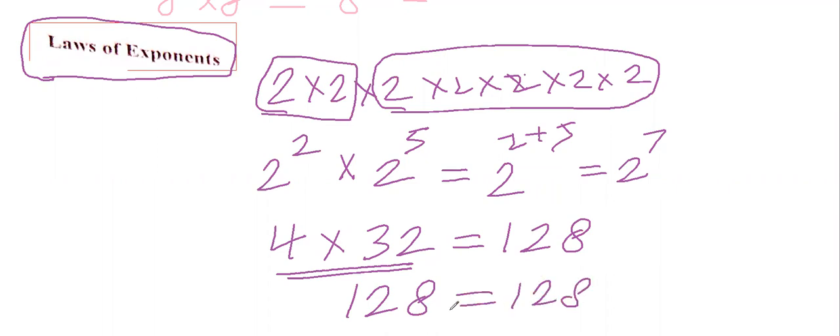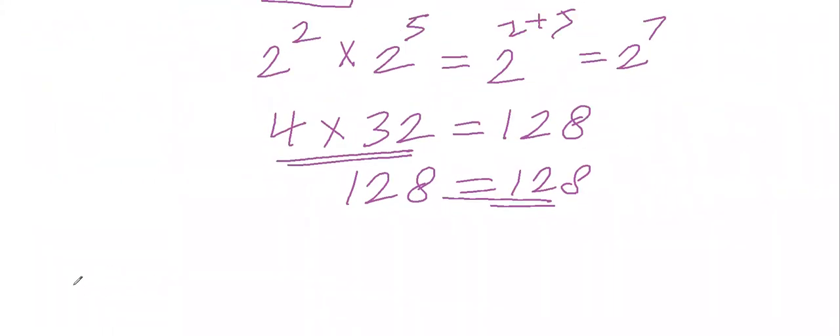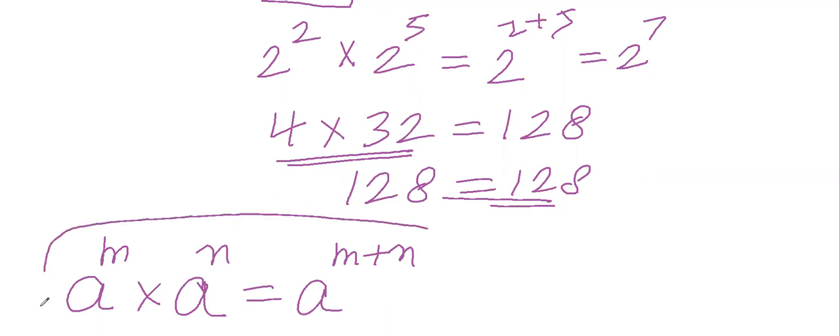So what does that mean? That means if my base is the same, say my base is a and the power is m, and I am multiplying with another exponential number whose base is the same and the power is n, I can write a to the power of m plus n. So this is one exponent law.